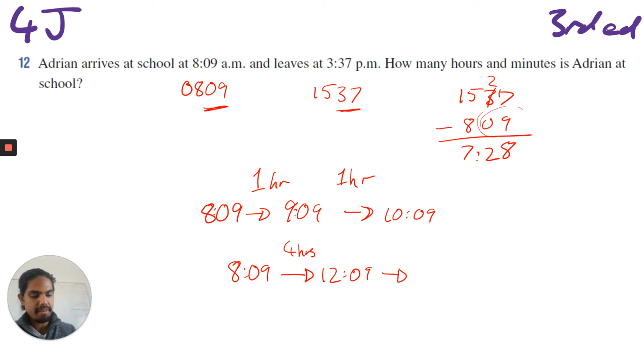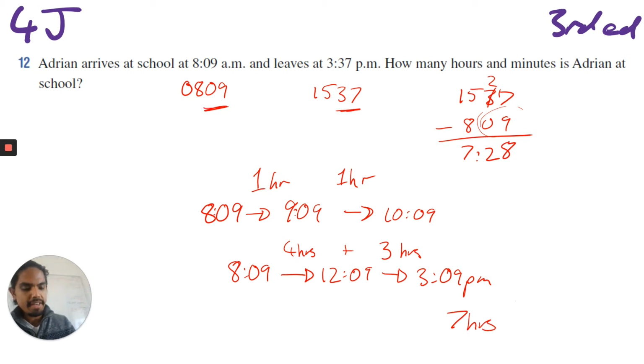And then from 12 to 3, let's keep it in AM and PM. So this is now 3:09 PM, which is another 3 hours. So to get from 8:09 to 3:09, we have a total of 7 hours.